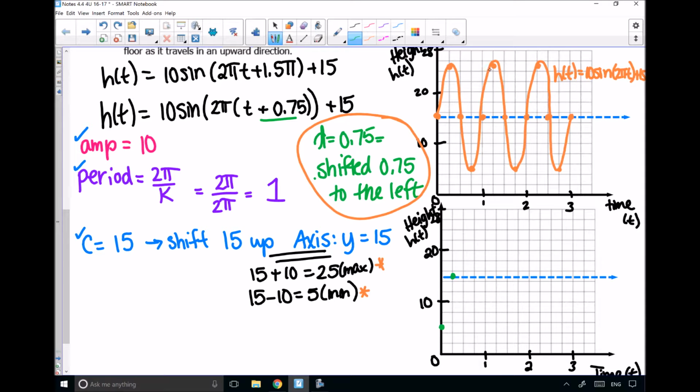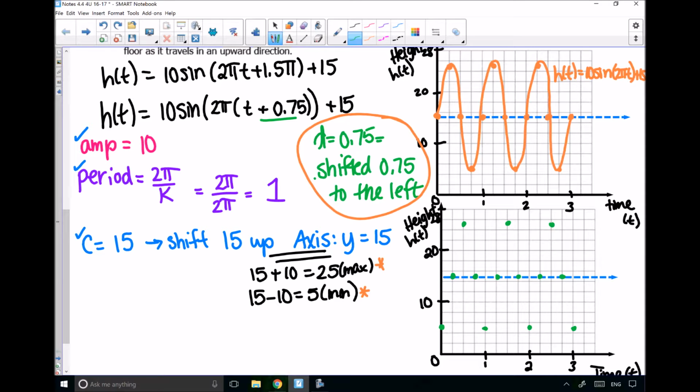Okay, then we know that the next value is going to be our maximum right here. So this is going to be 25. We know that the next value is going to be at our axis, then it goes to our minimum, and we can just keep going with that. We've developed a pattern, we figured out what's happening, and this is what our graph is going to look like. Okay, and we go all the way up until we get to time of 3 seconds. So we're almost there right here.